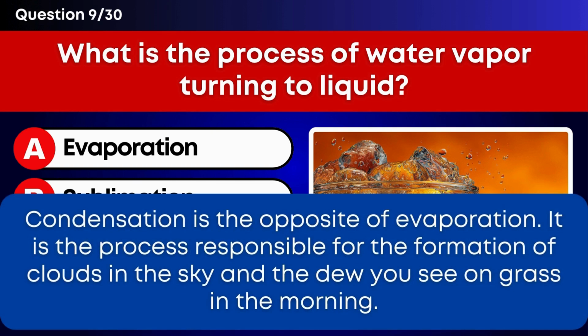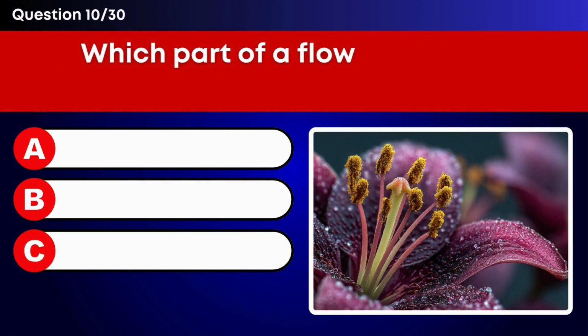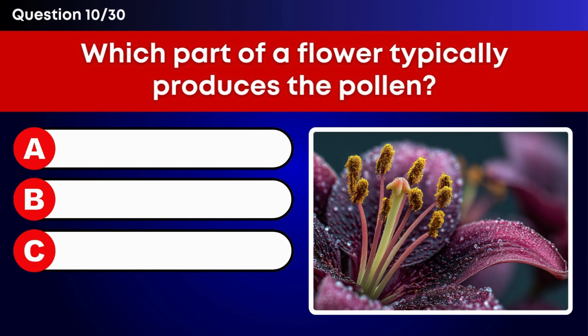Condensation. Condensation is the opposite of evaporation. It is the process responsible for the formation of clouds in the sky and the dew you see on grass in the morning. Which part of a flower typically produces the pollen?